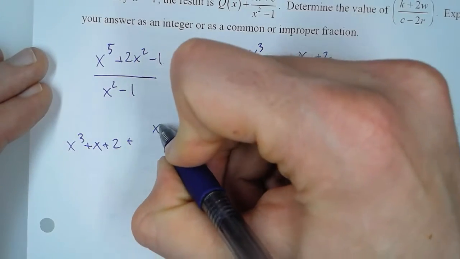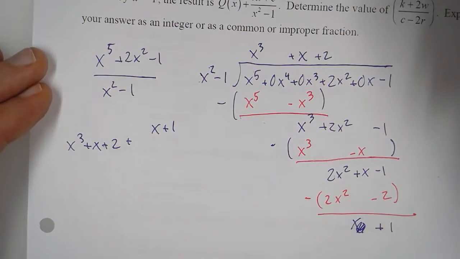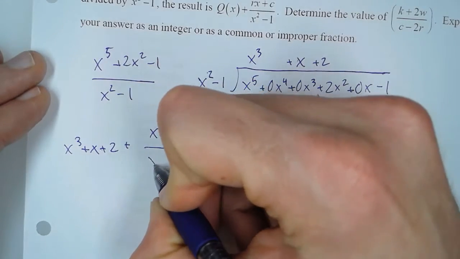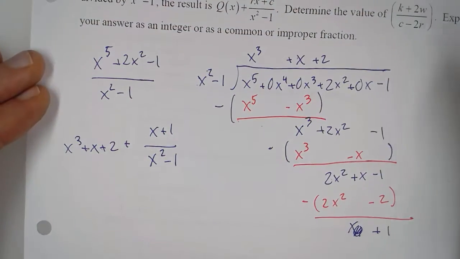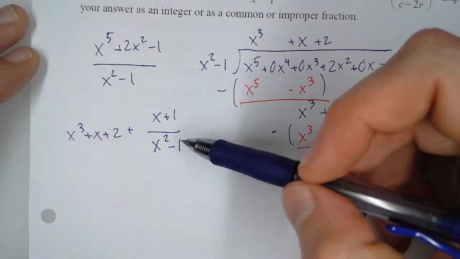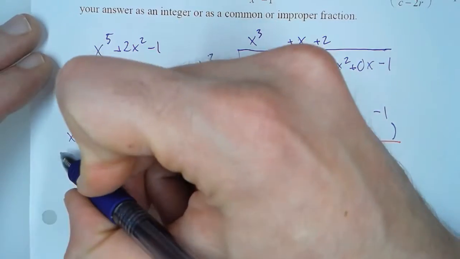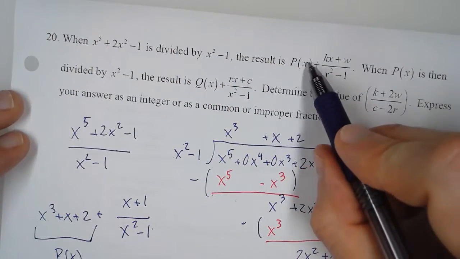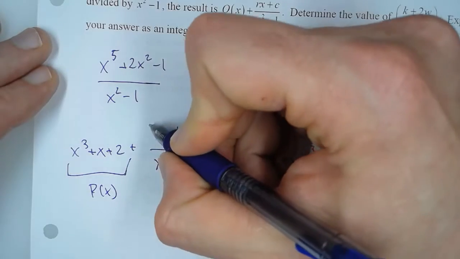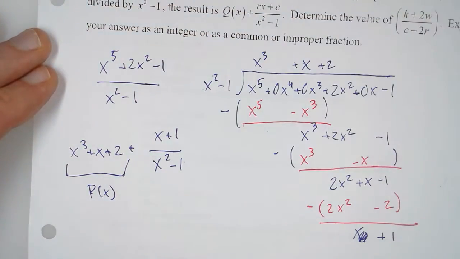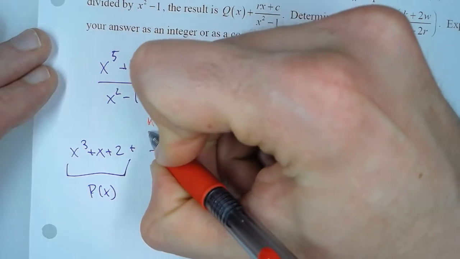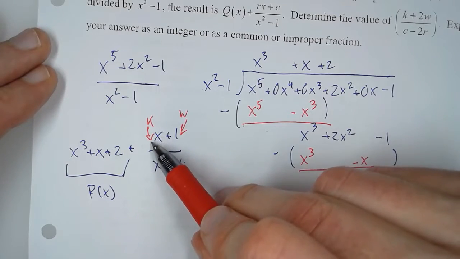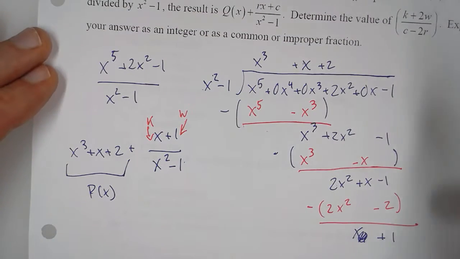Now when we write a remainder, it's x plus 1 all over x squared minus 1. That's the part that didn't divide through. Now that's important because this right here is p of x. That's what they said. And this number is k, and this number is w. So let's label that. K is the number right there. W is the number right there. Now k is the coefficient in front of x, and when there isn't one, it's just 1.